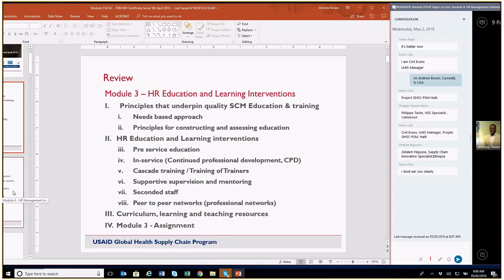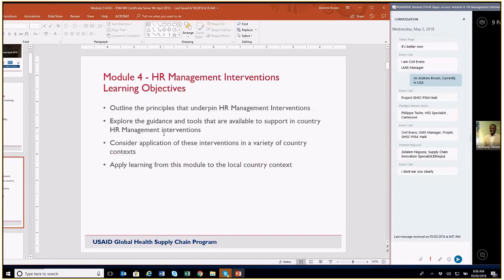So what we'll be looking at today, and the objectives that I want to cover, is understanding the general principles of HR management interventions, exploring the guidance and tools we have available, and then again considering country application.